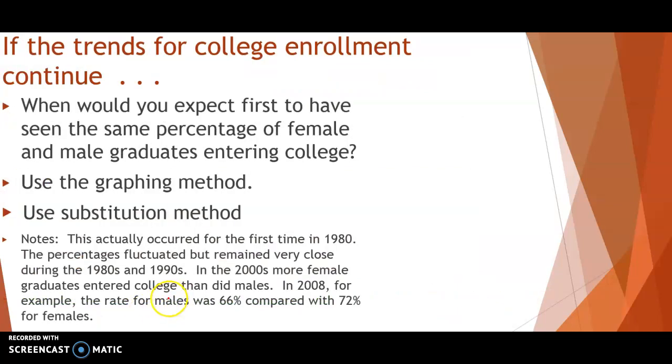So it says, if the trends for college enrollment continue, when would you expect first to have seen the same percentage of female and male graduates entering college? So the first thing it does is ask us to use the graphing method to solve. And so what we're going to do is put our two equations into our graphing calculator for y1 and y2. And we'll see where they intersect on the graph.